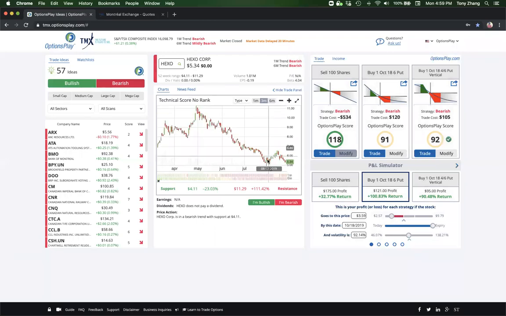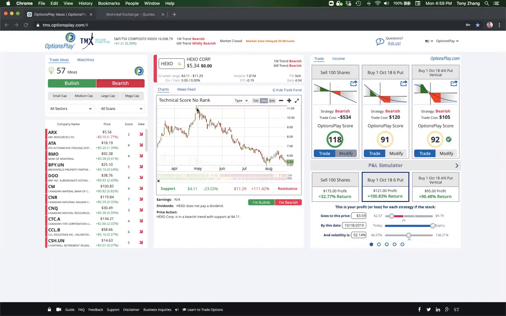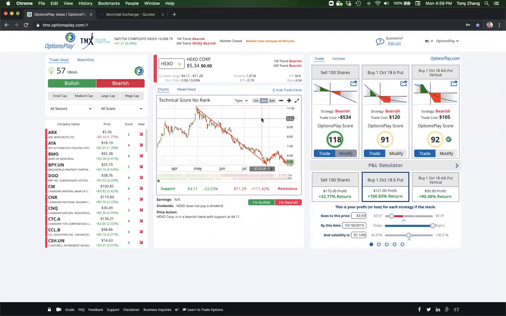I was looking at Hexo because marijuana has taken a huge, huge move to the downside since May on a lot of different reasons. But recently, it kind of formed this kind of double bottom here around $5 or so. And again, this is just for educational purposes. This is not a solicitation to trade any specific securities.